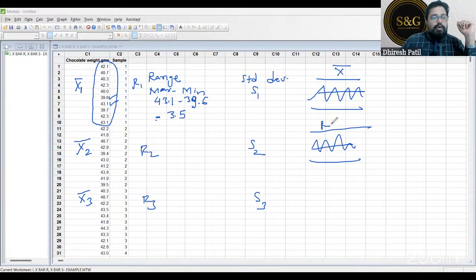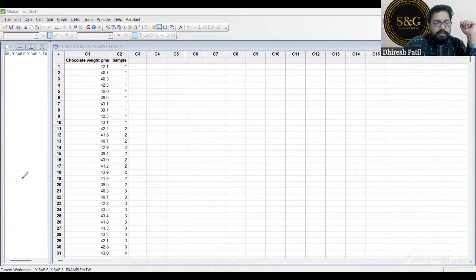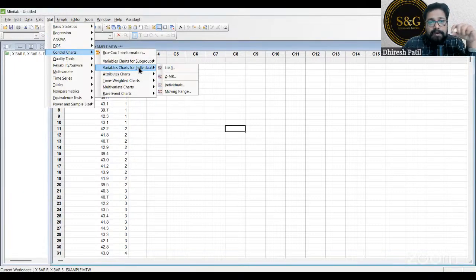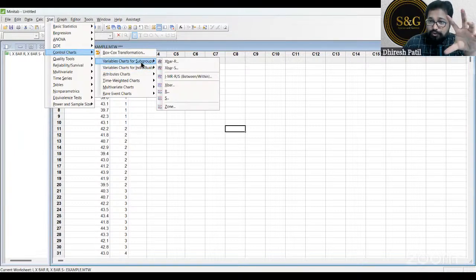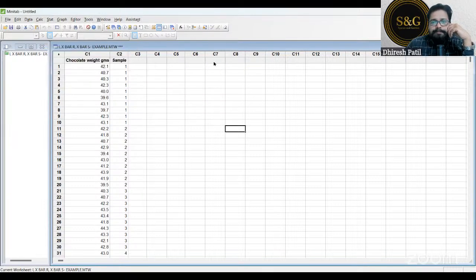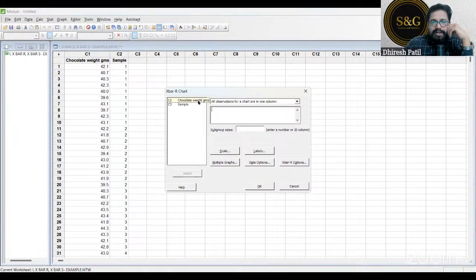All right. So how do we do that? Let's go to Stat, Control Charts. Now this will be subgroup samples, because we are taking a group of 10 samples. That's why it's called subgroup samples. So we'll select subgroup, and here on the top we will see X bar R chart. Just select X bar R here. Select the chocolate weight and select the subgroup size as sample.